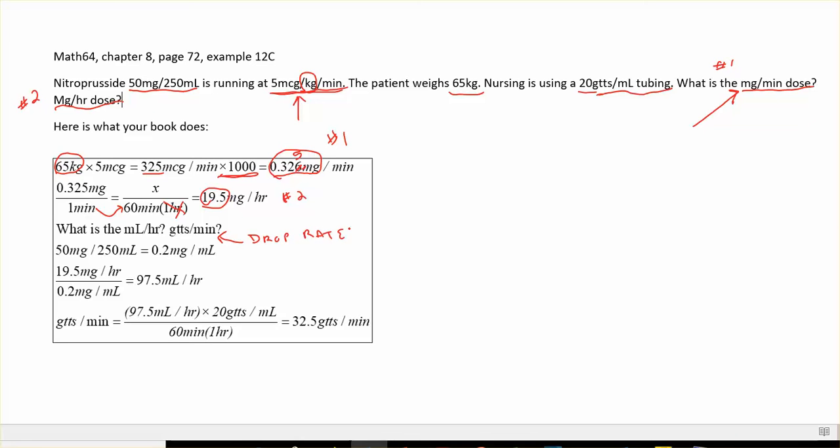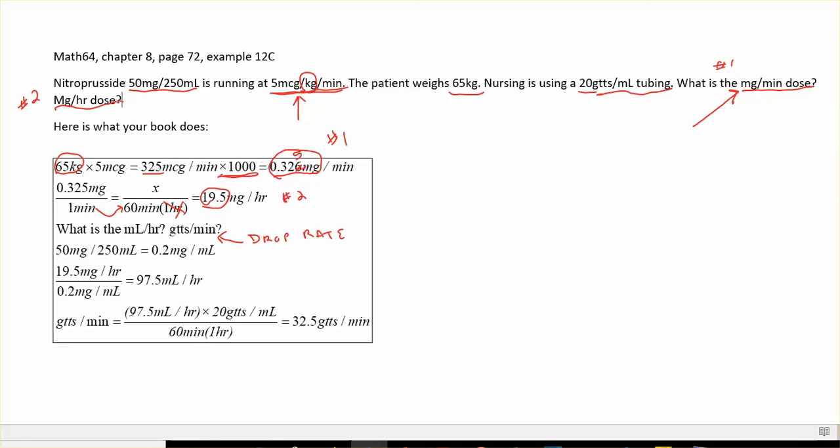Okay, so I'm going to work on the first part. They want milliliters per hour. Well, what do I have? I have milligrams per hour in this question right here. So somehow I'm going to have to change from milligrams over to milliliters.